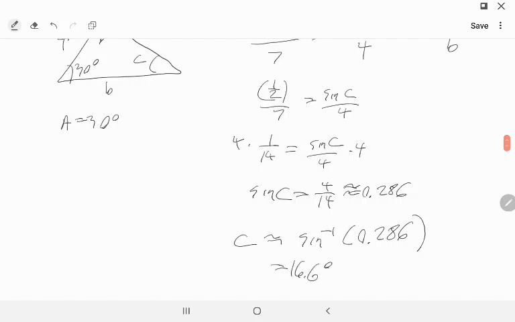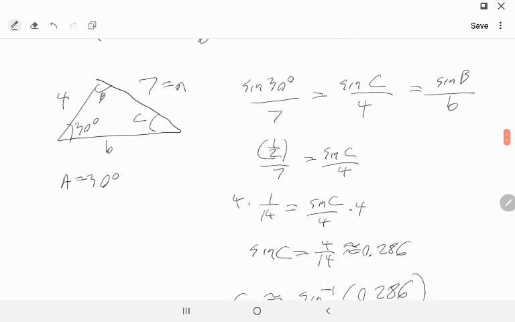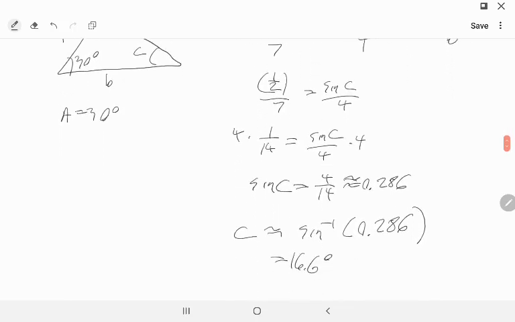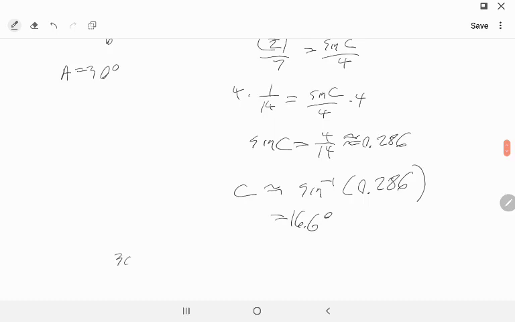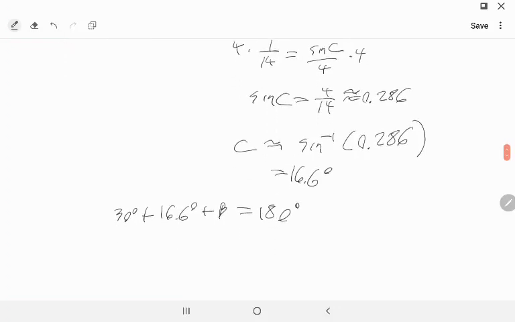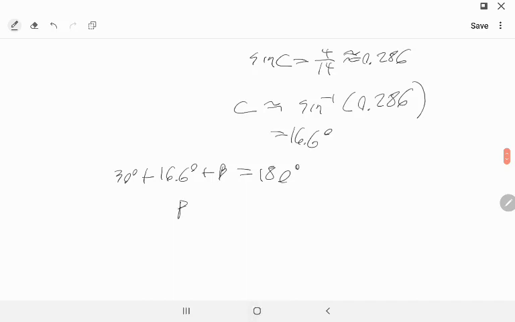And so once we got that 16.6 degrees, we now know that we had 30 and we got 16.6. We know 30 degrees plus 16.6 degrees plus B has to equal 180 degrees, because the sum of the angles has to be 180. So B has to be approximately, and this will be approximate because the 16.6 was approximate, 180 minus 46.6, and that gives us 133.4.